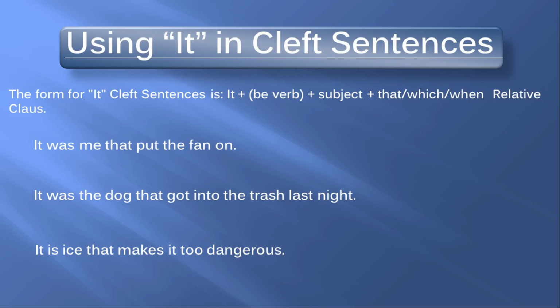Now let's take a look at some example sentences to get a better look at how to form it cleft sentences. In the first sentence, "It was me that put the fan on." You can see exactly how it cleft sentences are formed, with it in the beginning and then your be verb, which they used, was, followed by the subject me and lastly the relative clause that put the fan on. In the second sentence, "It was the dog that got into the trash last night."